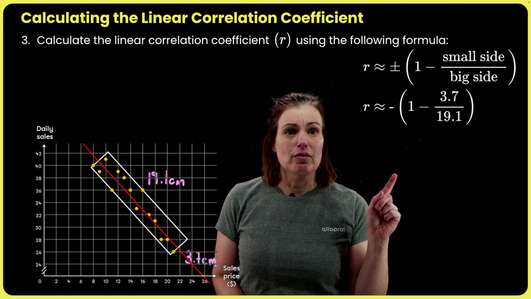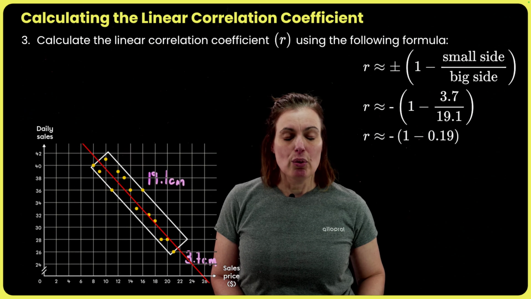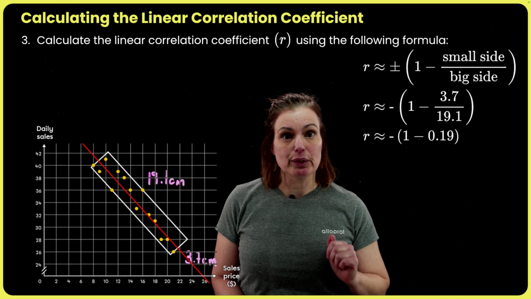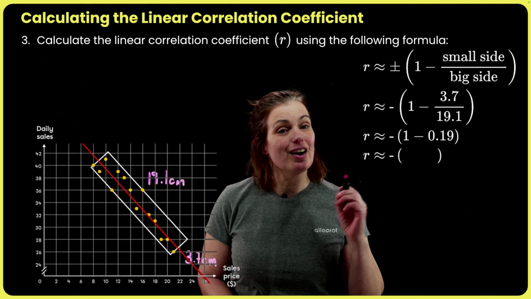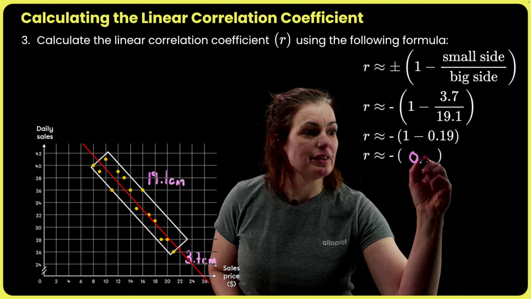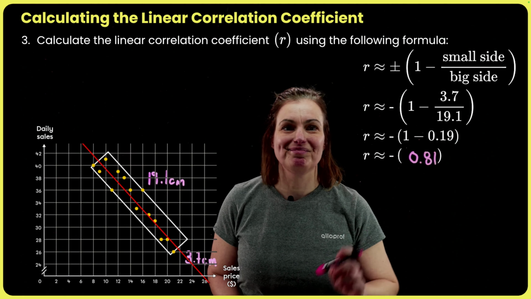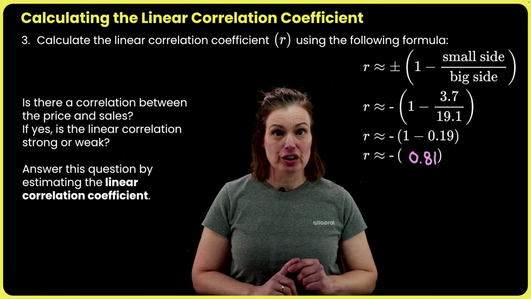After that, I just fill in the values that I've measured. So I have 1 minus 3.7 over 19.1, which gives me R being approximately equal to this. And I finally do my calculation to discover that R is approximately equal to negative 0.81. So we've calculated our linear correlation coefficient.